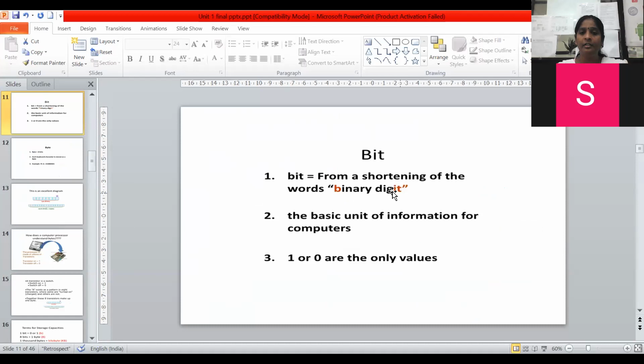Already I have explained to you. The basic unit of information for the computer. 1 or 0 are the only values. 2 values are there.